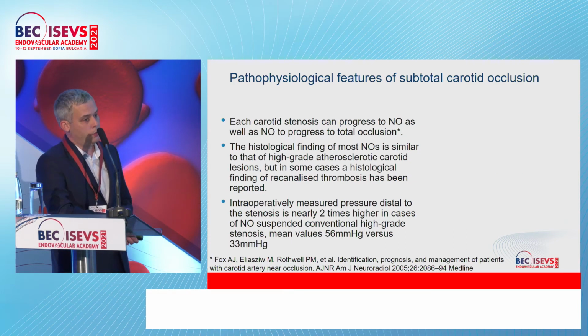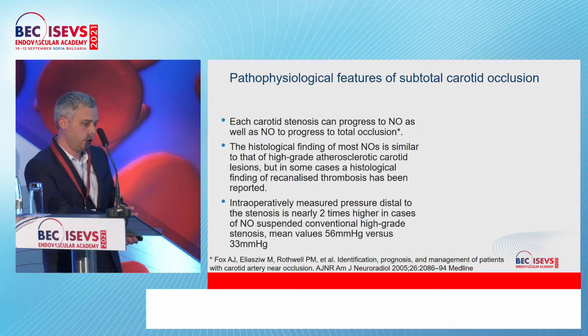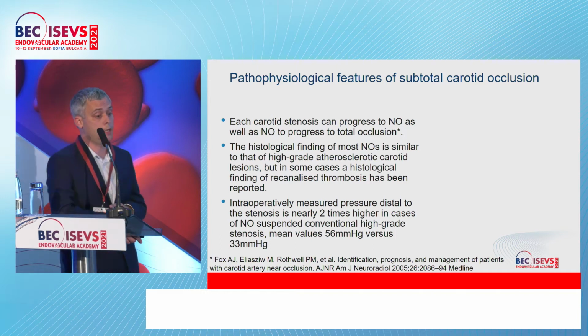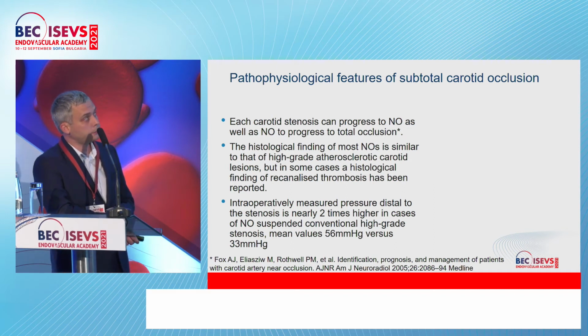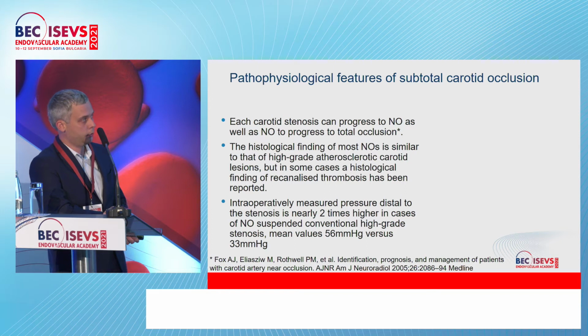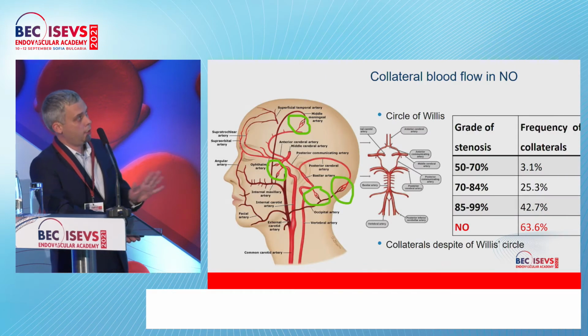What we know about the pathophysiology: each severe carotid stenosis can progress to near occlusion, and each near occlusion can progress to total one. Actually, the histological finding in most of the cases is atherosclerotic lesion, which is severe, not occlusion, but in some cases, the pathological finding is actually a recanalized thrombosis. During endarterectomy, the intraoperatively measured pressure distal to the stenosis is usually higher in patients with near occlusion, and I will try to explain this phenomenon. Actually, the collateral blood flow is very important in this patient.